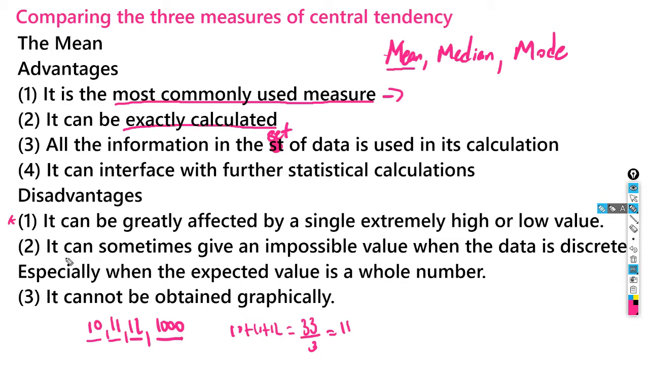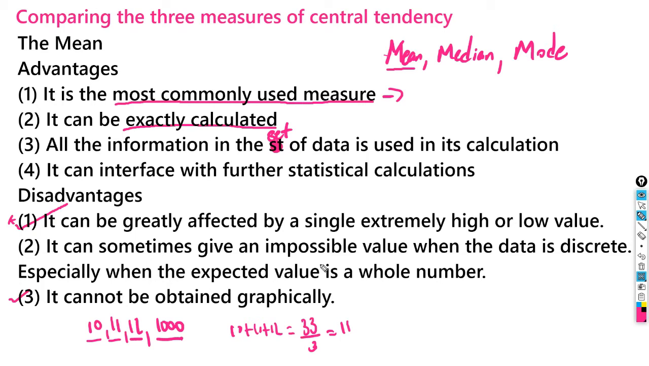So we're finished with one, and it can sometimes give an impossible value when the data is discrete, especially when the expected value is a whole number, right? And the next one says it cannot be obtained graphically. And it's true, you have to find the average. It's kind of difficult to just look on a graph and say, okay, that's the mean. You have to find the average of every exact number.